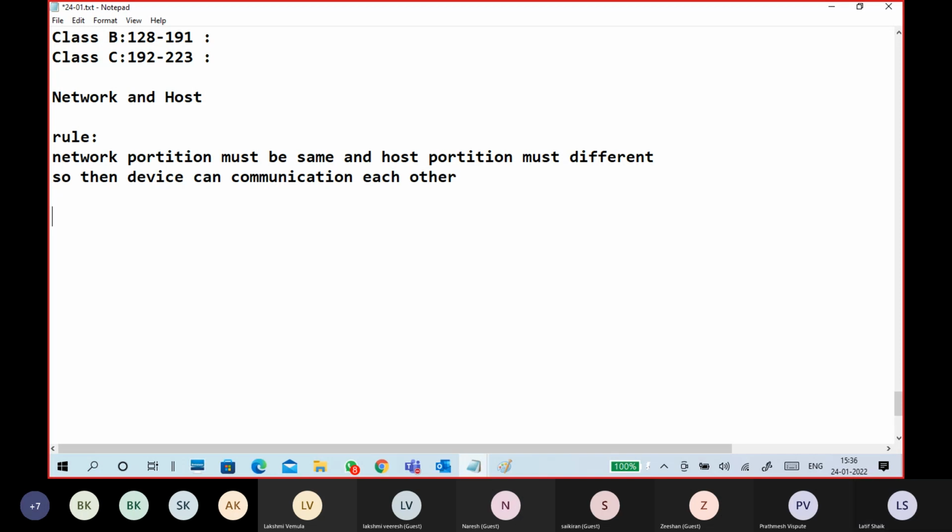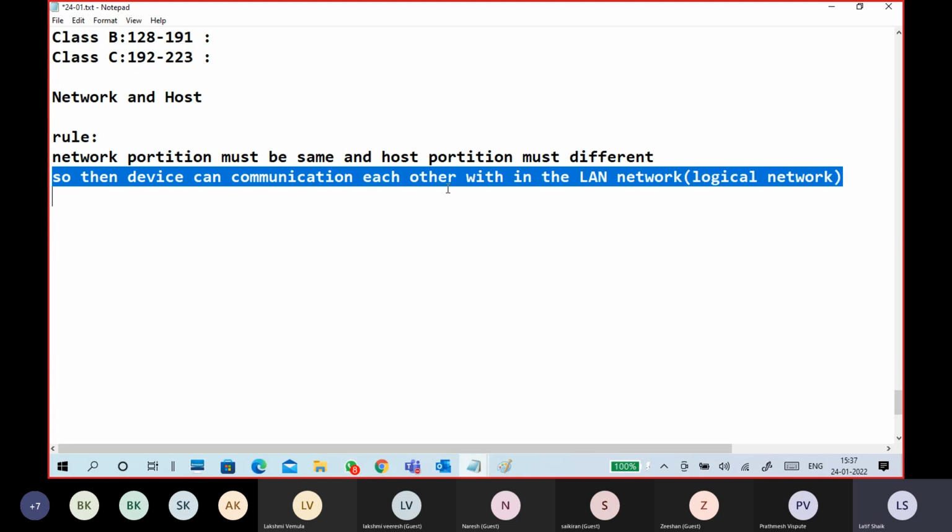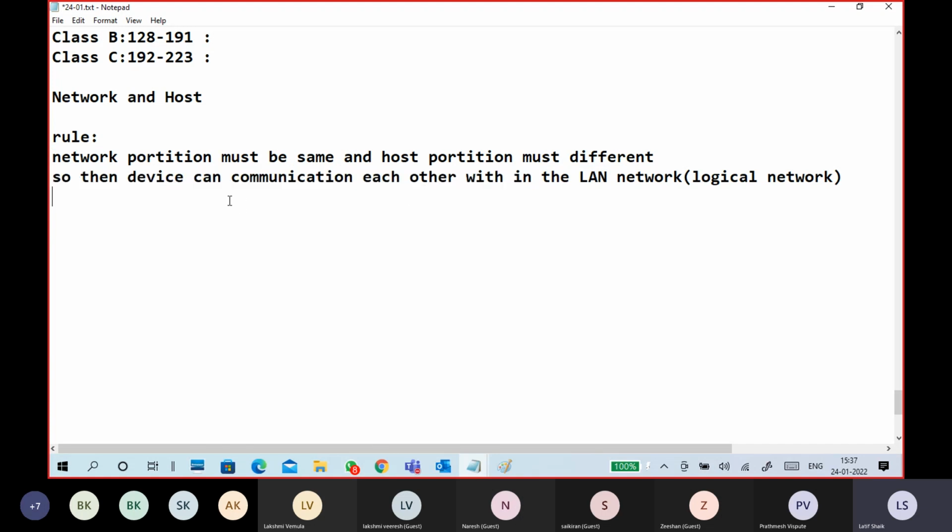This is within the LAN network. I'm talking about within the LAN network only, not other networks. You both are in the same logical network. So the network portion must be the same and the host portion must be different. Then devices can communicate with each other within the LAN.